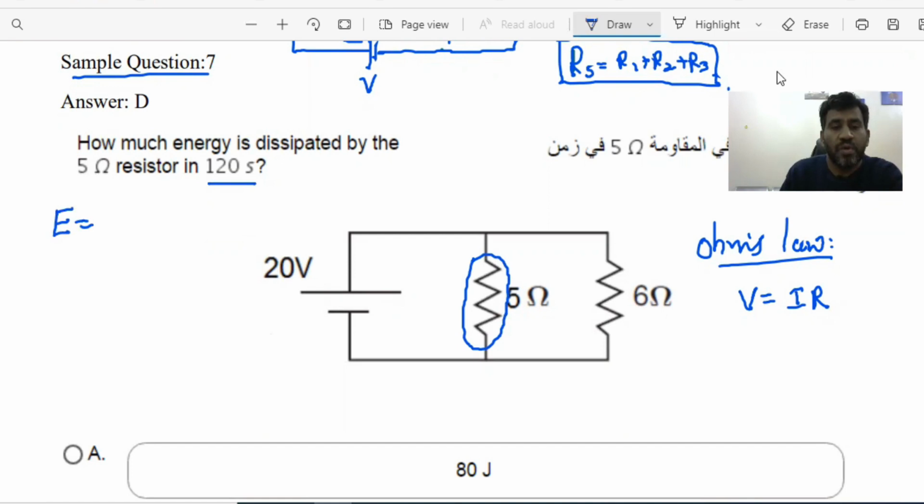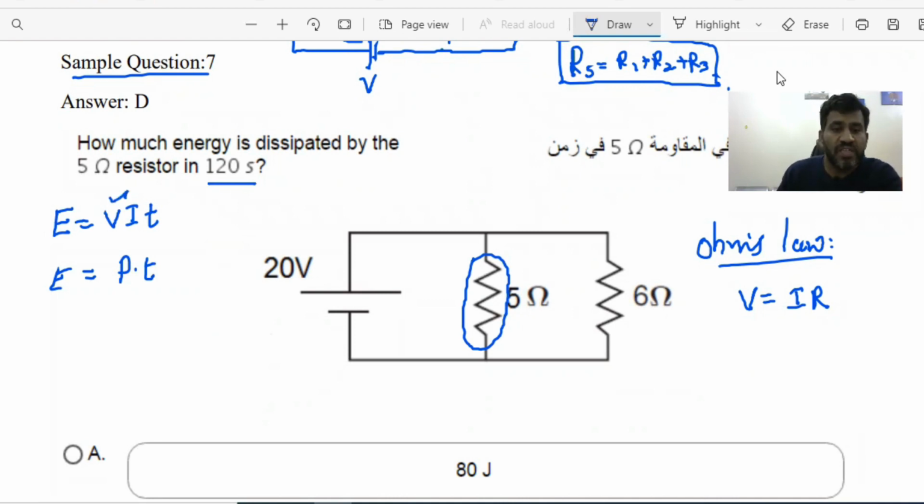E is equal to the voltage times the current times the time. The product of the voltage and current is basically the power. Energy can also be written as power times the time, and the power of the circuit is the voltage multiplied by the current. So these are just the different formulas I can use to calculate the energy dissipated here.